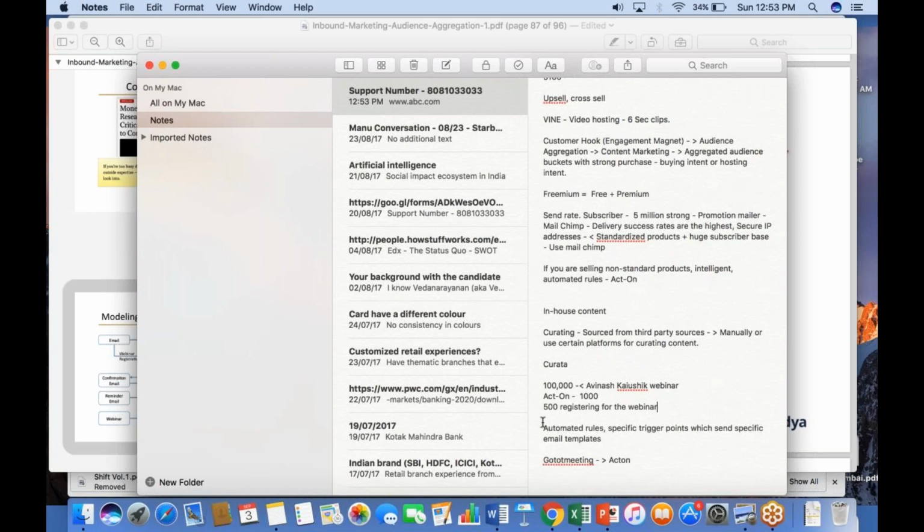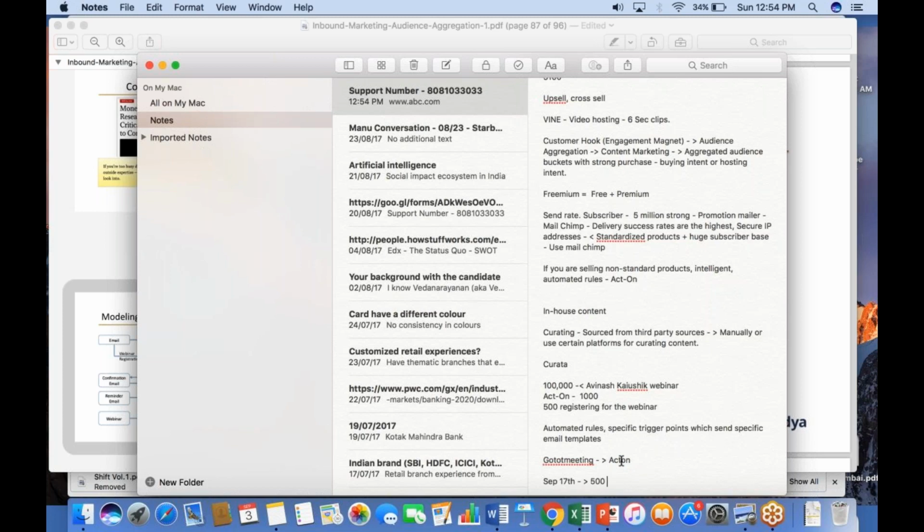Now this information is passed from GoToMeeting to Acton. Acton triggers a thank you mail, and then it also sends automated reminder mails. GoToMeeting also sends Acton the date of the webinar. Let's say today is the 3rd of September and the webinar is scheduled for the 17th of September. Acton now knows that there is a webinar happening on the 17th, and there are 500 people scheduled to attend.